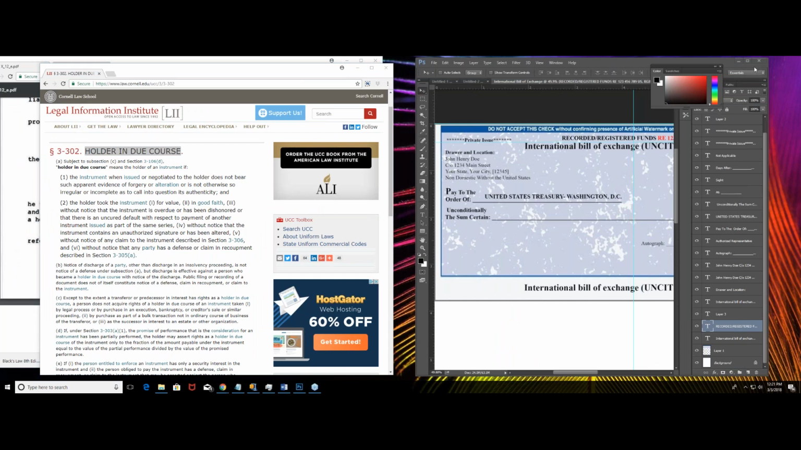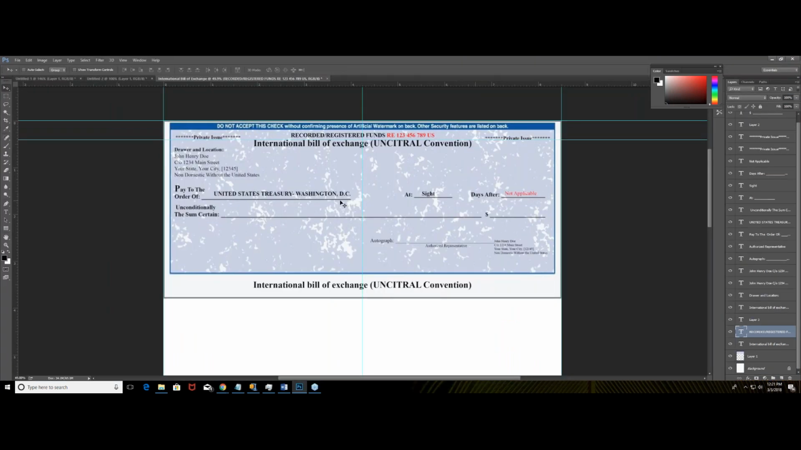But this is just an instruction instrument. You're directing someone where to direct your credit that they're holding for you in the form of a bond at the Treasury Department. You're going to reference that bond when you mail this off. That is called routing instructions. How do you route this instrument? You're routing the instrument because you're directing them where the credits are located.